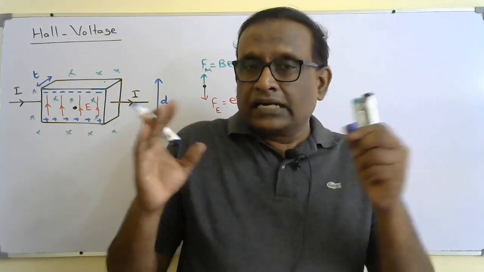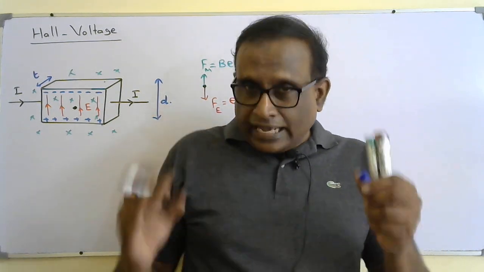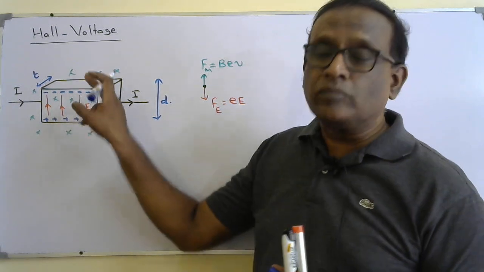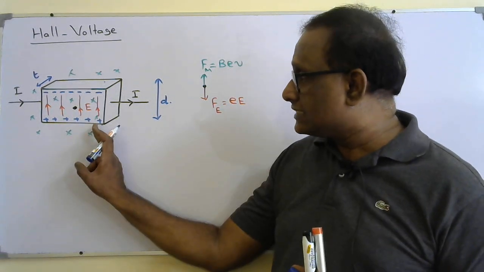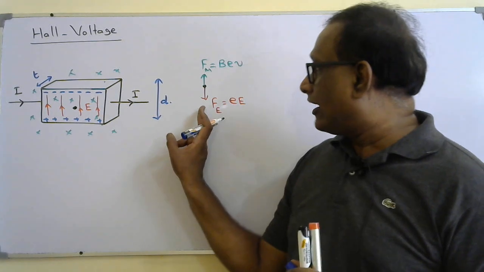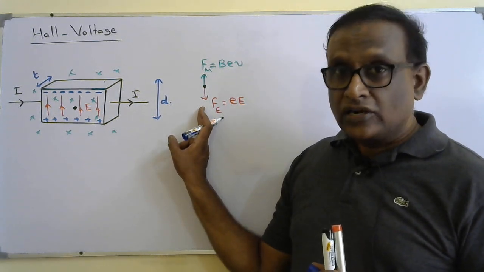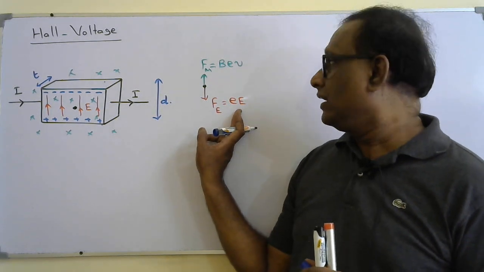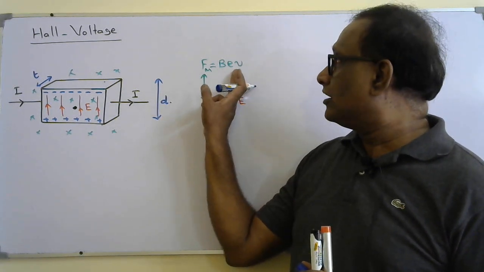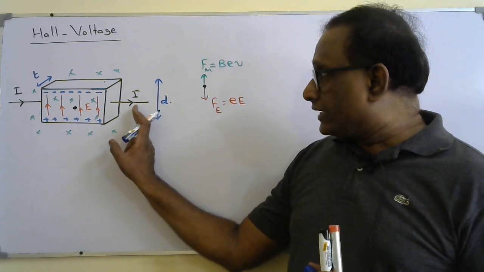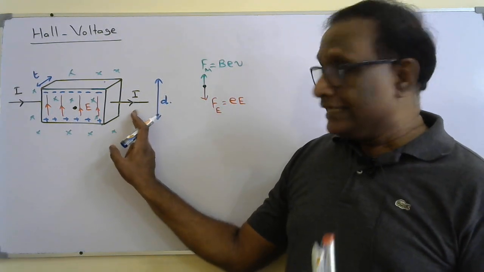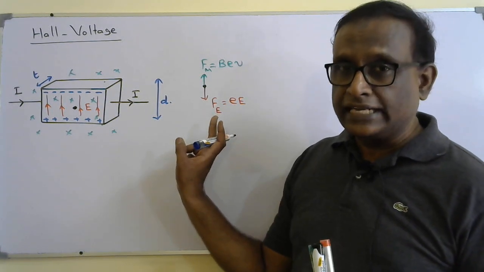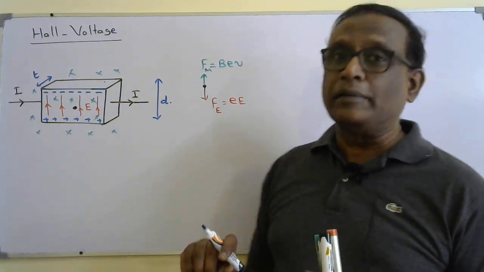So when you are keeping the current flow constant, there will be a certain number of electrons shifted upwards that will form a uniform constant electric field strength inside. Due to the electric field strength, there will be an electrostatic force on other electrons, those who have not shifted. So that is F equal QE, and there is a magnetic force F equal BEV. So when the current is maintained constant, at an instant, both forces, the magnetic force and the electrostatic force acting on an electron, will be balanced.